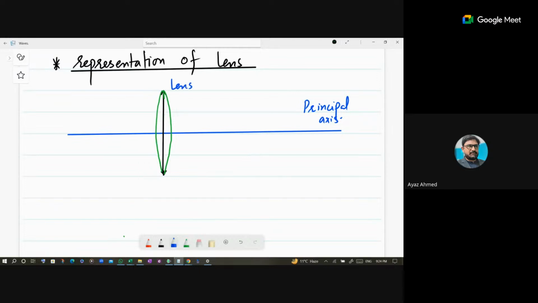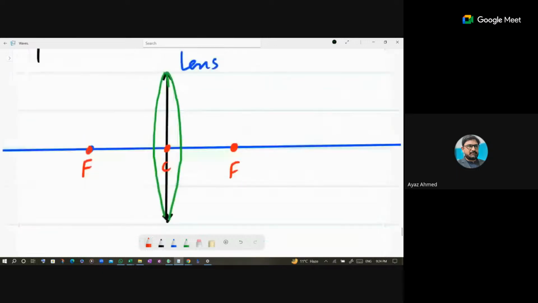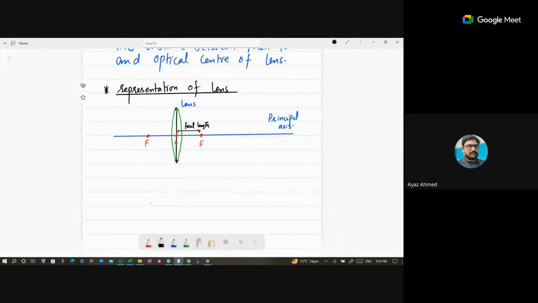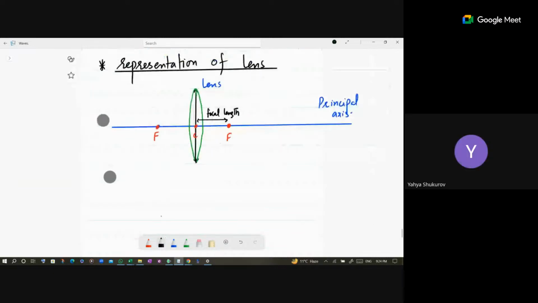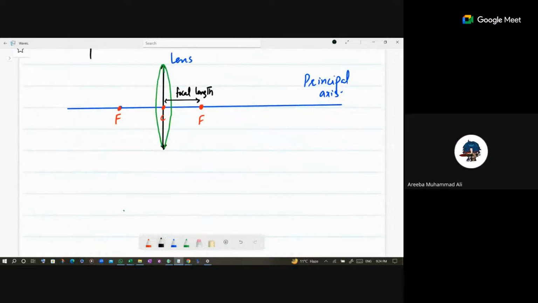Got it? Now I will draw 2 points. This is the principal focus or focal point of your lens, and this is your C. And the distance between this point and this point is your focal length. Is it clear now? This is your focal length. Is it clear, Ariba and Yahya? Sir, I'm confused.